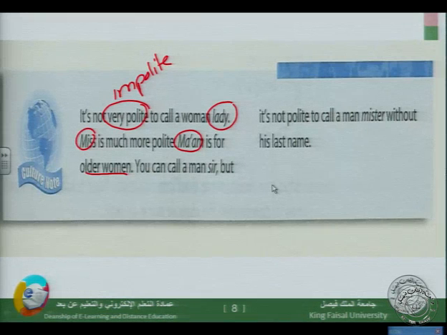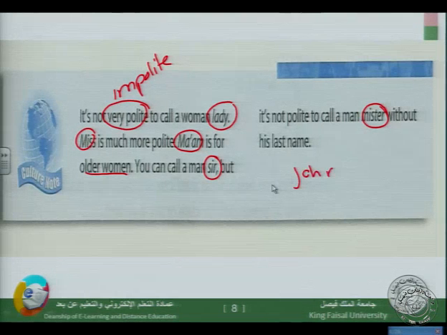You can also call a man sir. But not Mr. Mr. is actually kind of an impolite word to call a man. Or you can say Mr., but you need to mention his last name. For example, if his name is John Kennedy and you want to call him Mr., if you just say Mr., this is an impolite way.